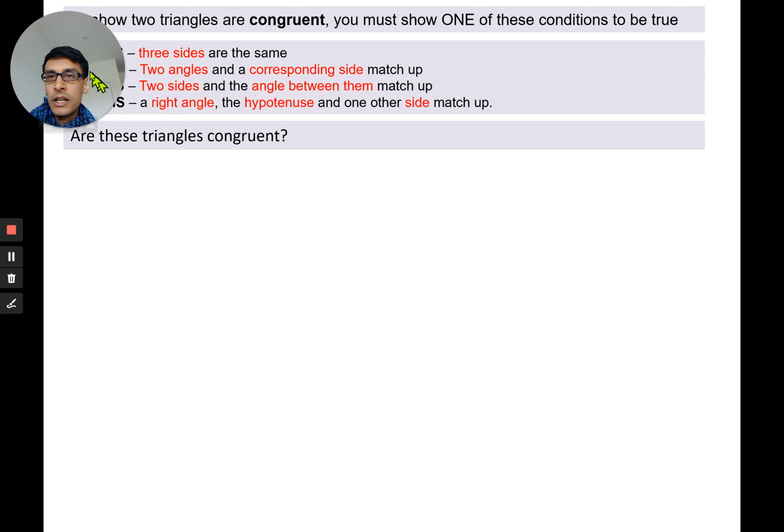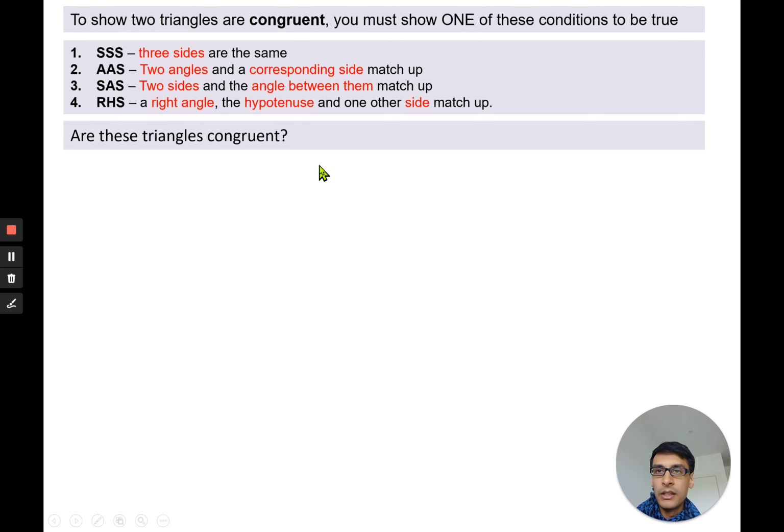Now, this needs to be copied. Well, you have copied this into your book. So I'm just going to do a couple of practice questions with some actual triangles here.